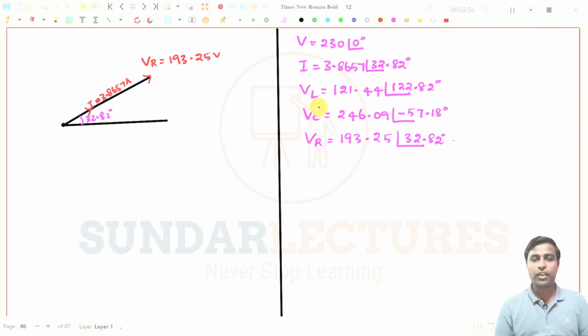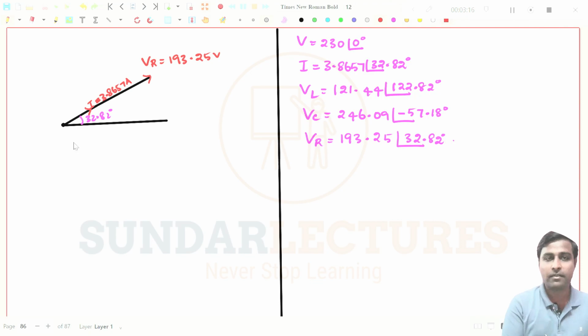And now we go for VL. This is the 0 degree reference. VL should be 121.44 in magnitude, at an angle of 122.82 degree. So where will it come? Try to understand. This is the 0 degree and this is the 90 degree, right? It has to be somewhere here, and that value is 121, just 121, right?